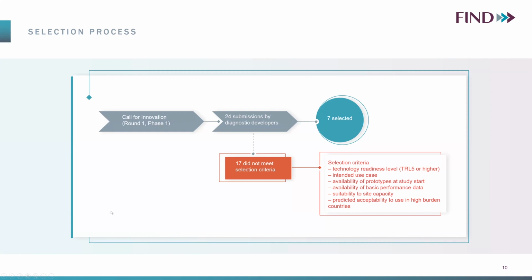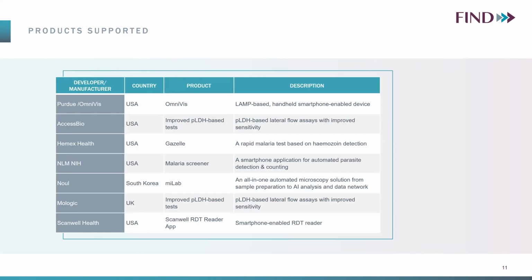And out of the 24 submissions that were made by the diagnostic developers, 7 were selected based on specific predefined selection criteria, which included technology readiness level 5, which is subsumed in the availability of prototypes at study start. Another criterion was the intended use case, which had to align with our particular settings and use case, as well as the suitability to site capacity, and of course the predicted acceptability to use in high burden countries.